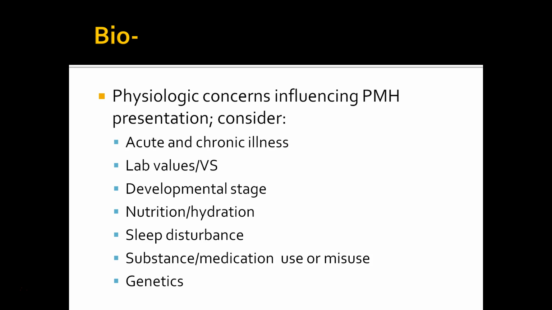You want to be thinking about nutrition and hydration. Those are important physiological parameters. People cannot think clearly if they're undernourished. They may have cognitive difficulties and electrolyte imbalances. You want to think about sleep and substance or medication use or misuse that's contributing to the clinical picture. And obviously you want to be thinking about genetics.